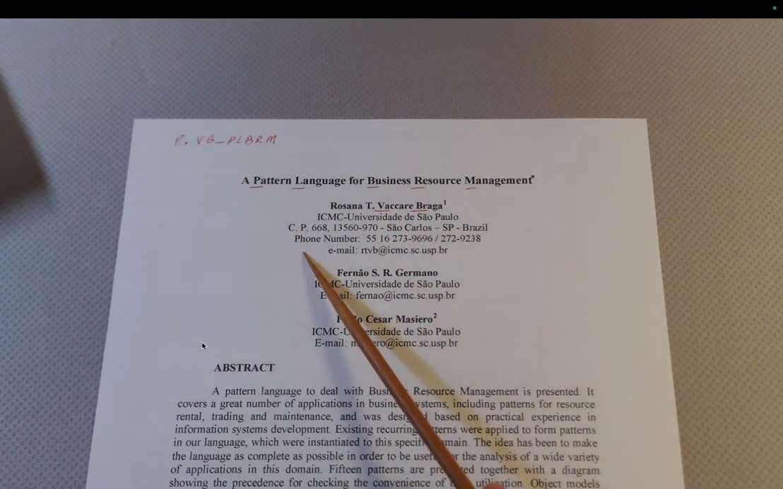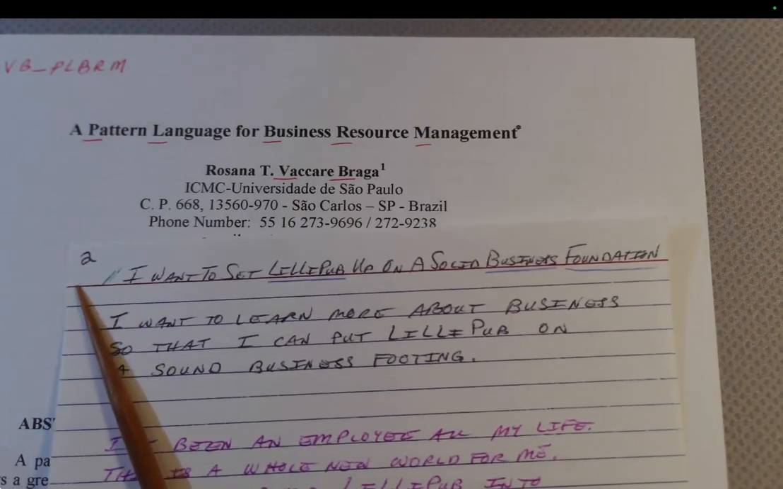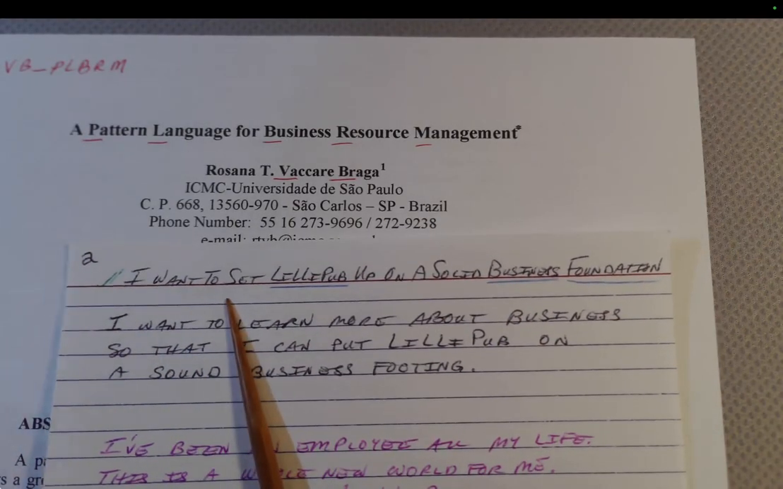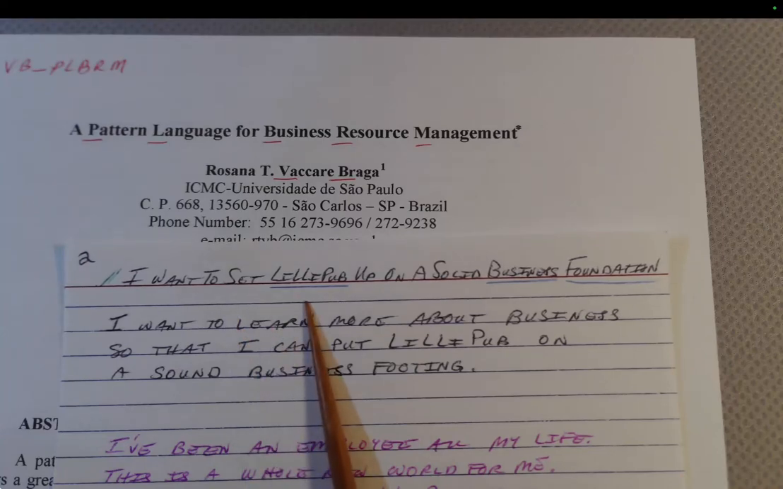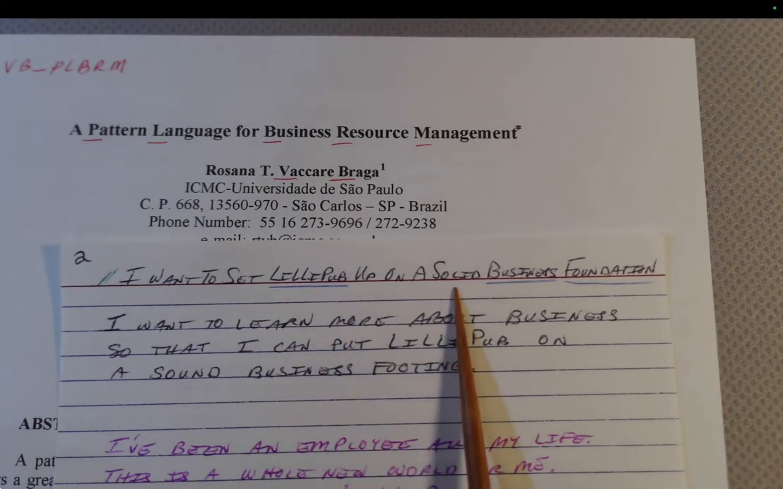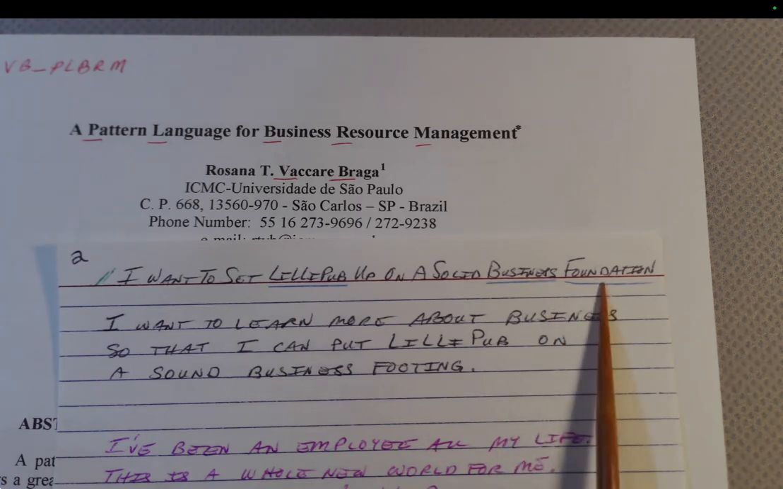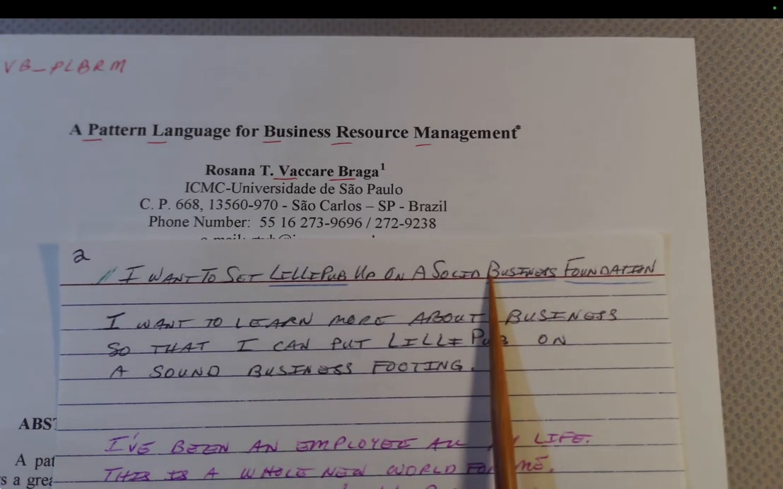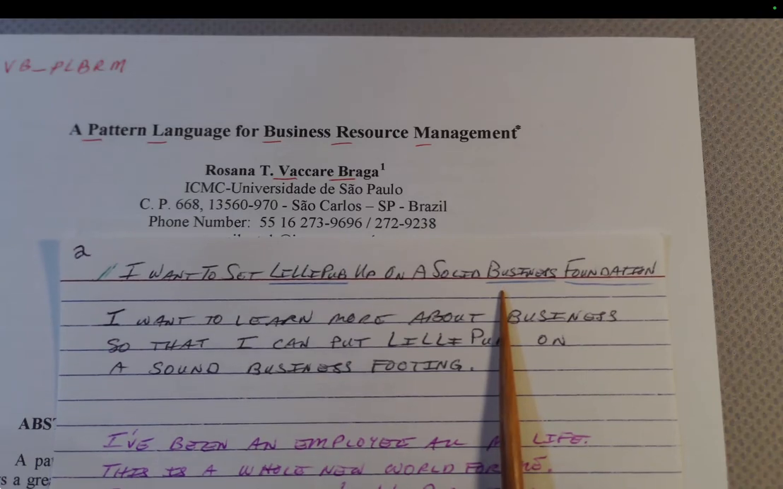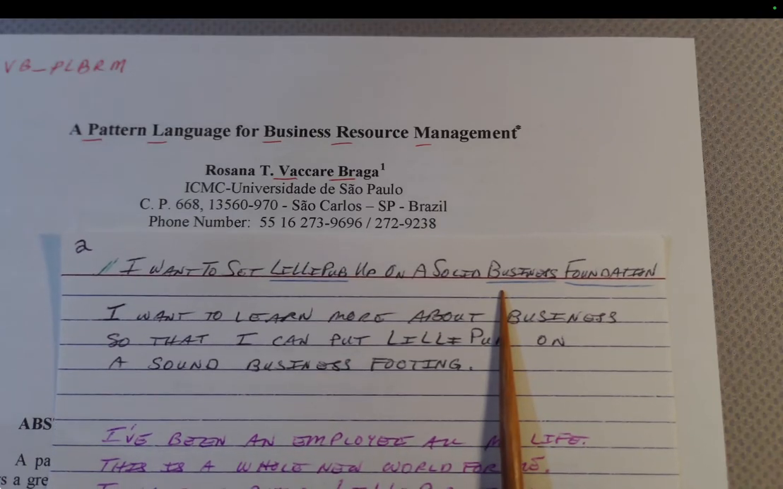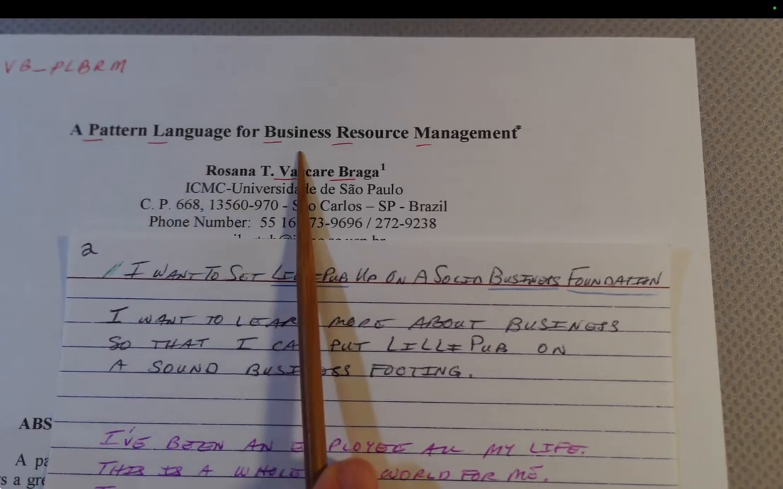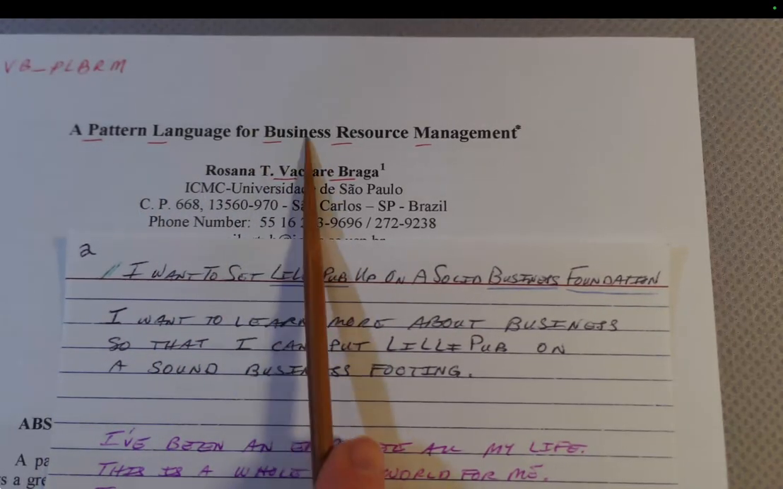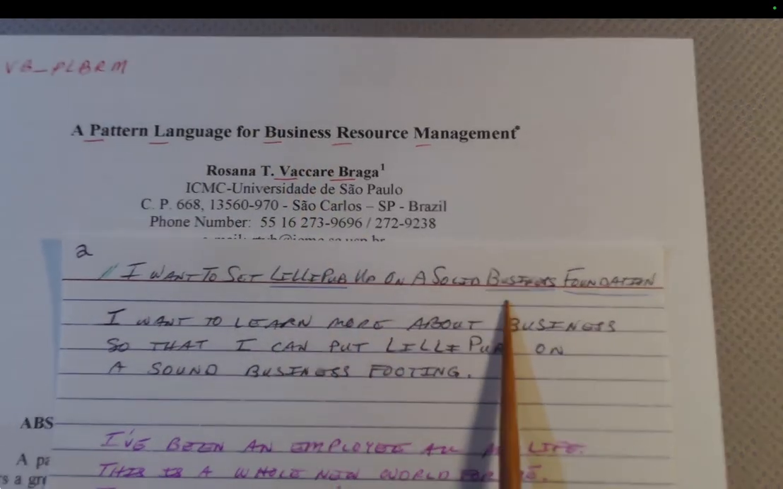In my Zettelkasten, one of my main branches, I set the foundation that I wanted to set LiLLiPub on a solid business foundation. And so business is one of the main sections in my coming up reading plan. And this is a pattern language for business. So it seems like it would come under business.